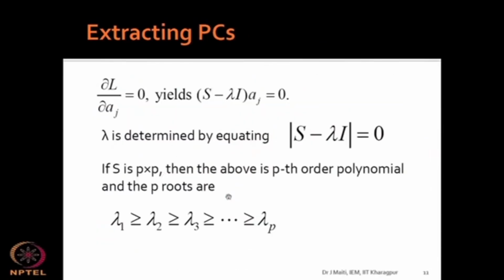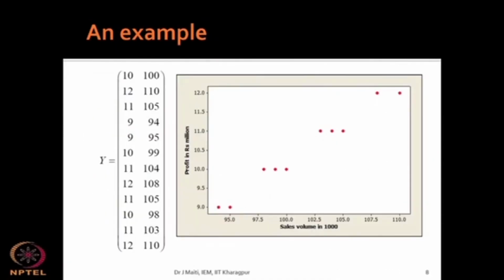And I will show you one data set now. This is the data set of profit and loss, for the example we started with, and if you plot the scatter, what you get is an almost linear relationship. So that means data reduction is very much possible.